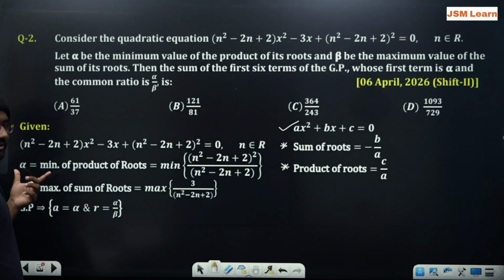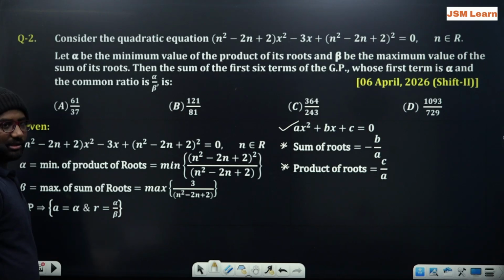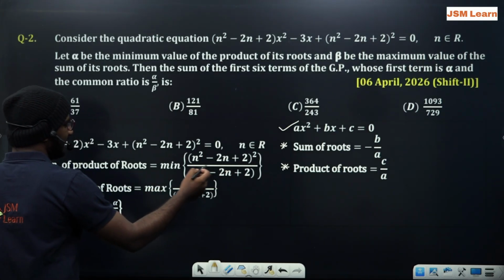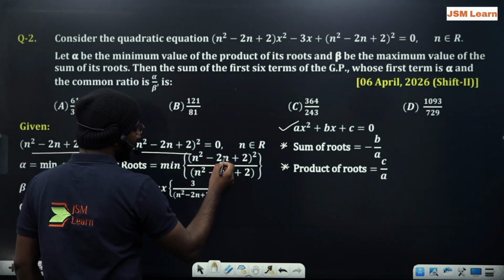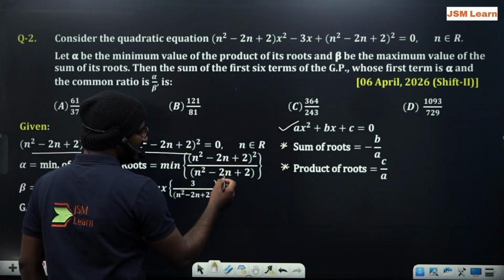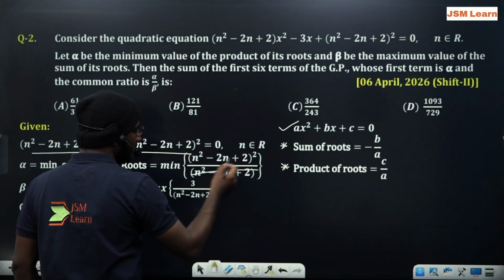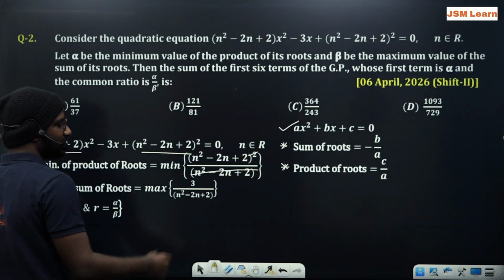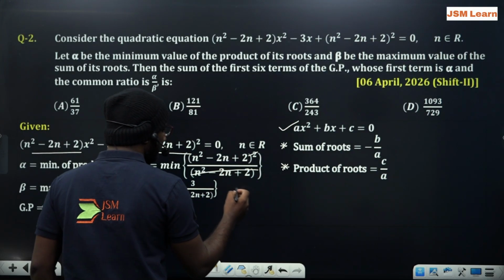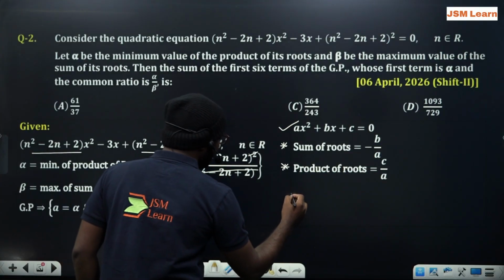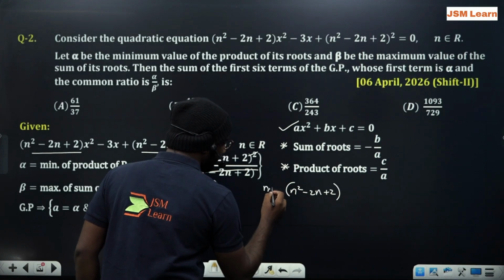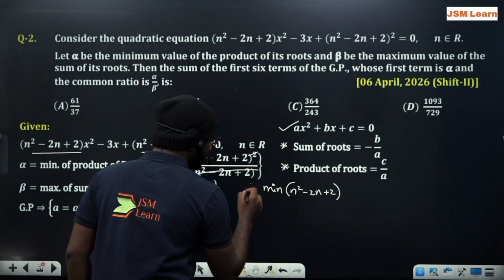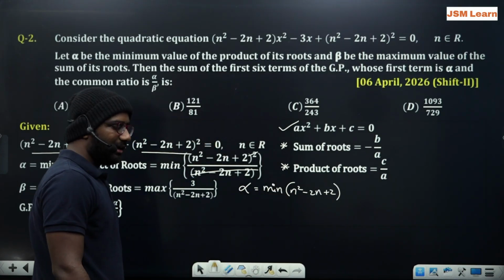Here alpha is given as the minimum value of the product of roots. First we will see the product of roots. Product of roots means c by a. Here we got (n² minus 2n plus 2) whole square by (n² minus 2n plus 2), which means by cancelling these two, we get the product of roots equal to n² minus 2n plus 2. For this, we are going to find the minimum value, that is equal to alpha.